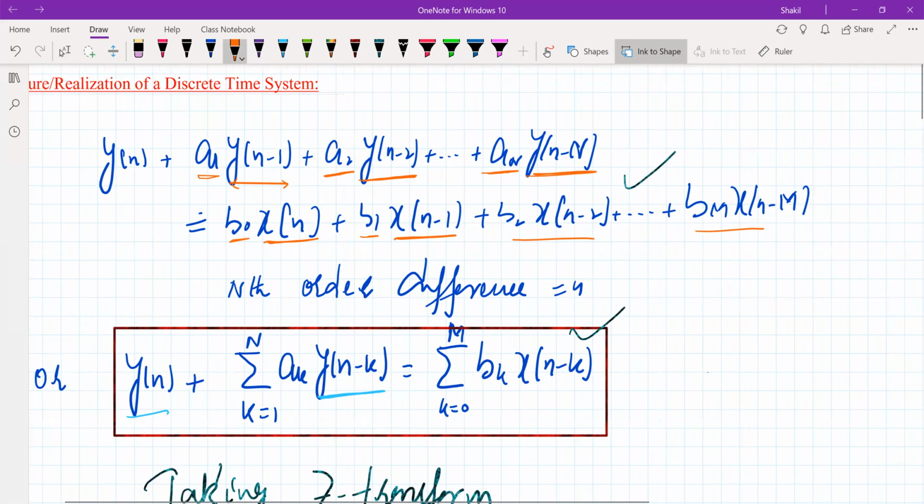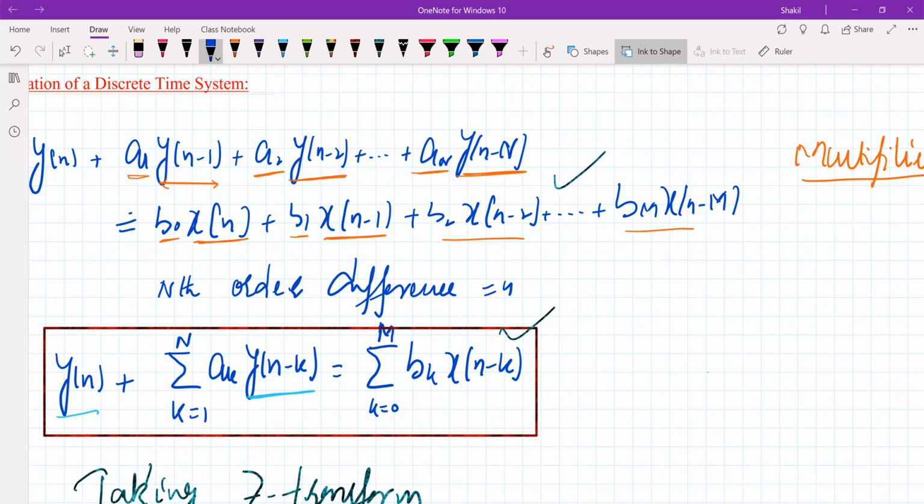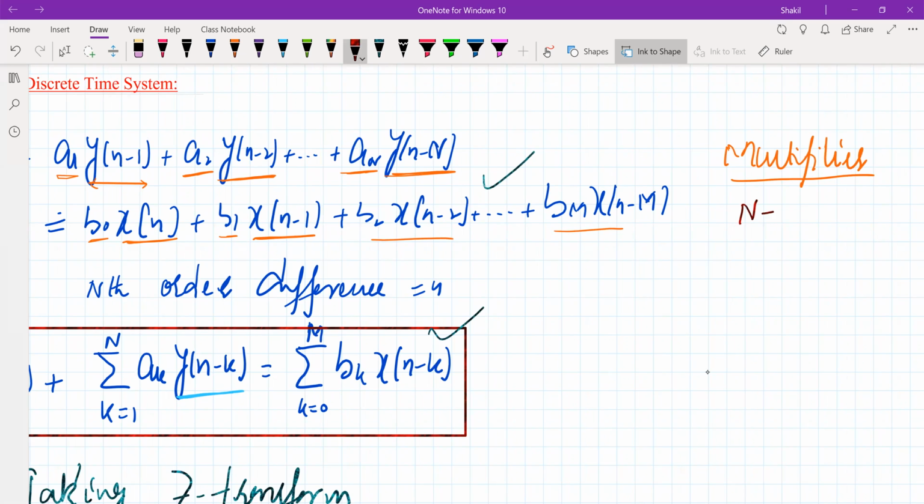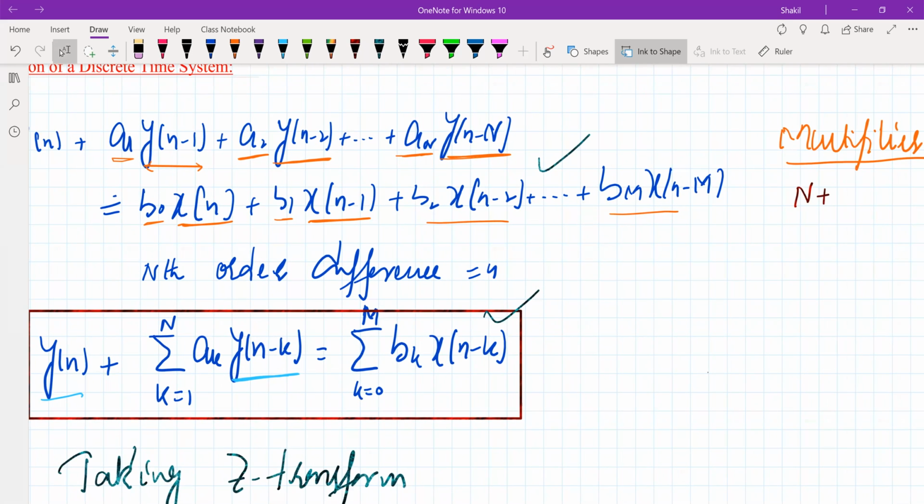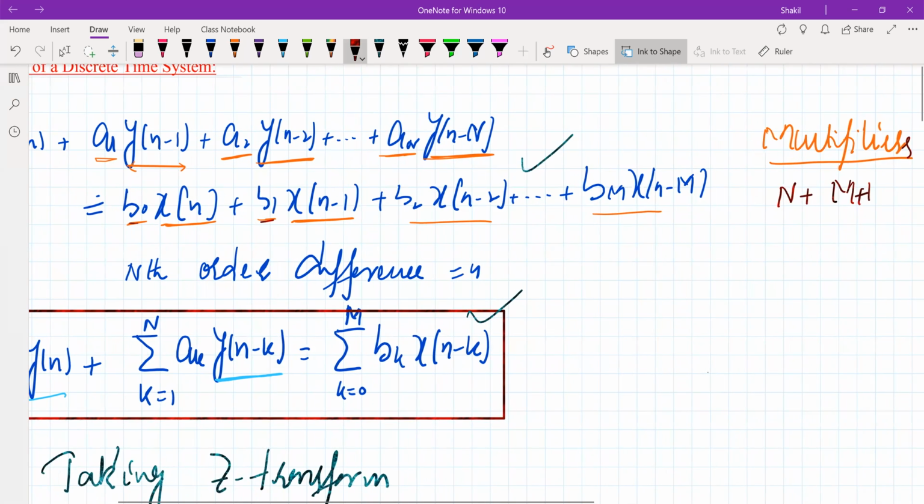So what is the first component that we require here? It is the multiplier. So we require multipliers to realize this discrete time system. Now how many multipliers do we require here? You can see 1, 2, and so on up to n. So n multipliers are required for output, and how many multipliers are required for input? 1, 2, and so on up to m. So it will be m plus 1. So n plus m plus 1 is the total number of multipliers that we require here to realize this discrete time system.